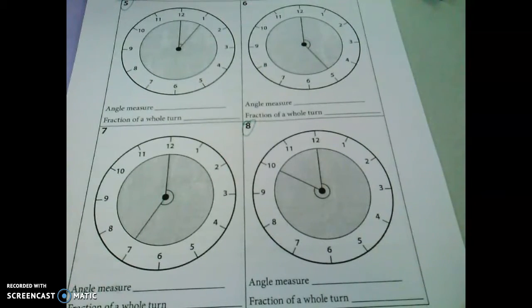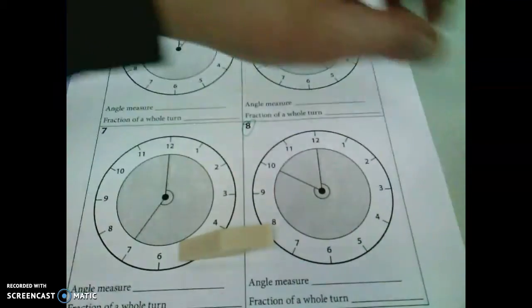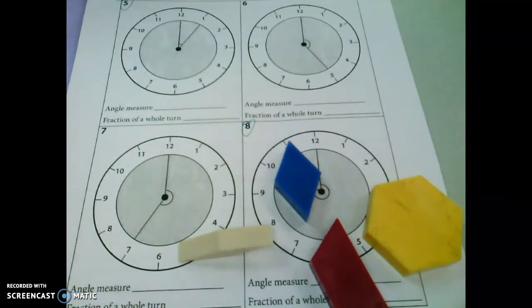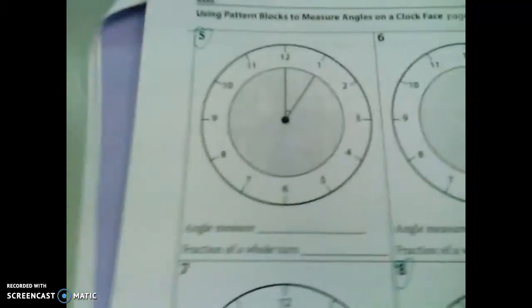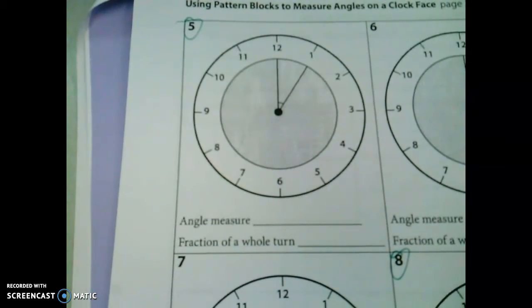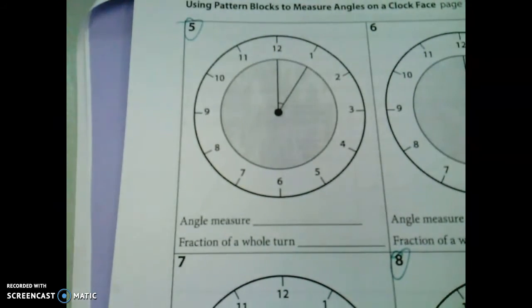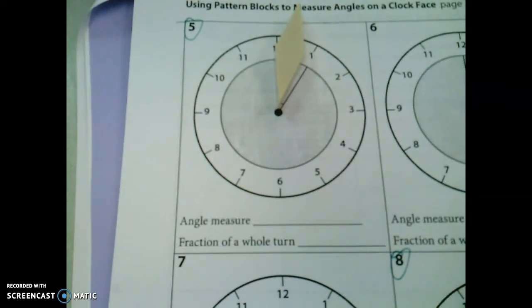Hey kiddos, today we are going to be working some more with angles, but today we're also going to be using pattern blocks. Alright, so let's look at number 5 as an example. I'm going to find the pattern block that fits in here, and I know that it's going to be this one. So when I put this down, it fits.